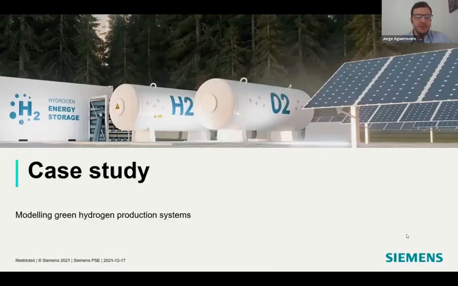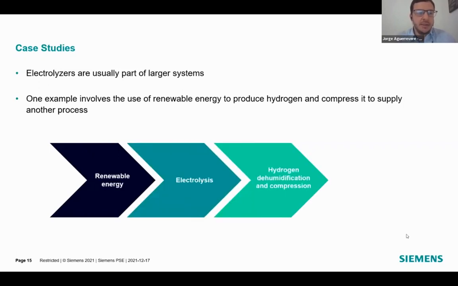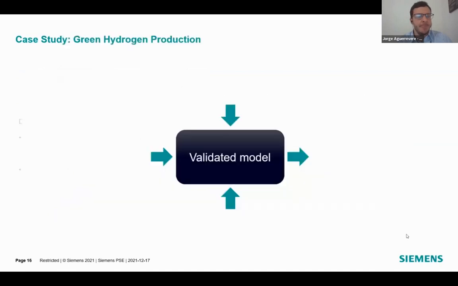So far, we've focused on the electrolyzer itself, but as I said, the value in this comes really from how you use this model to look at the overall technology that you're trying to design. So in this case, we'll be looking at a system that takes renewable energy, puts it into an electrolyzer, produces hydrogen, knocks the water out, compresses it, and sends it to storage to supply a downstream process. In this case, we don't specify what that process is. We just have a constraint on what the hydrogen supply needs to be.